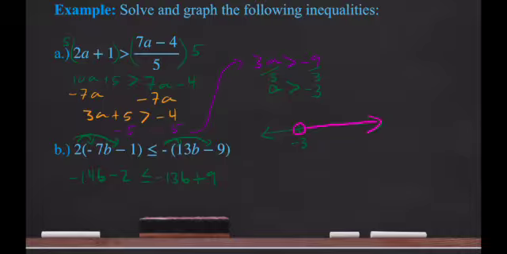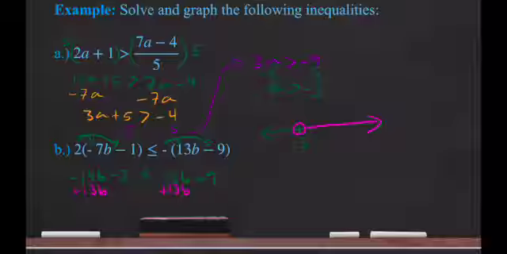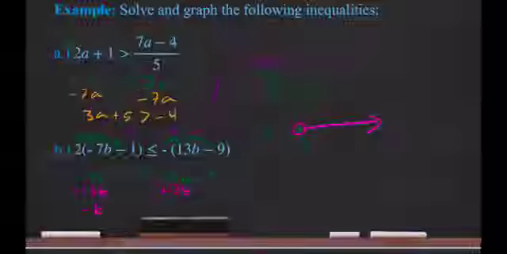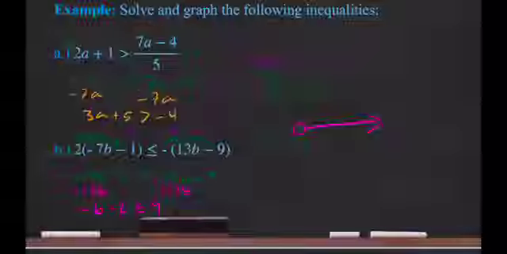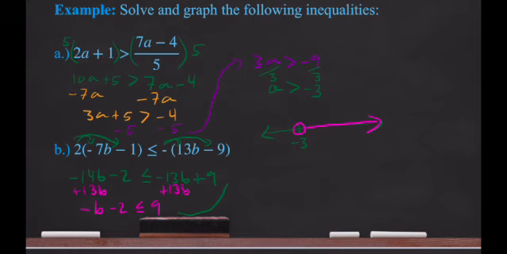From here, let's get those variables together. I am going to move the 13b to the other side. It's negative, so we have to use a positive version. So plus 13b, plus 13b. So we have negative b minus 2 less than or equal to 9. Okay, well, let's go ahead and move that 2 over to get the constants to the other side. So we're going to add 2, add 2. So we end up with negative b is less than or equal to 11.